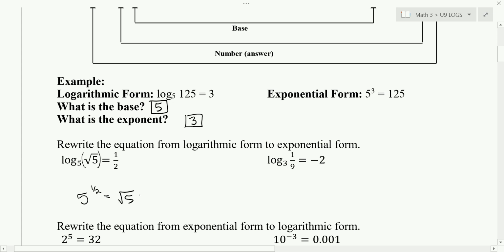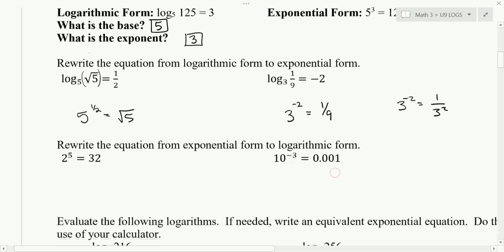Yeah. And doing the same thing with the log base 3 of 1/9 is equal to -2. What's the base? 3. What's the exponent? And 1/9 is the last part. Is that true? 3 to the -2 is equal to 1/9? Yeah. Because if we had 3 to the -2, that would mean 1 over 3 squared, and 3 squared is 9.